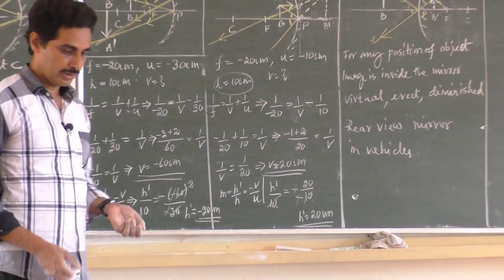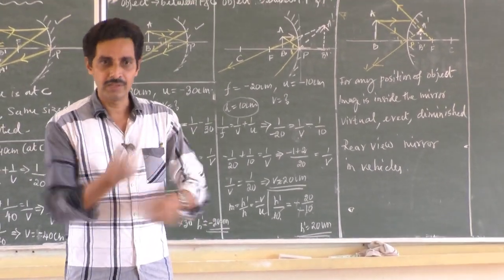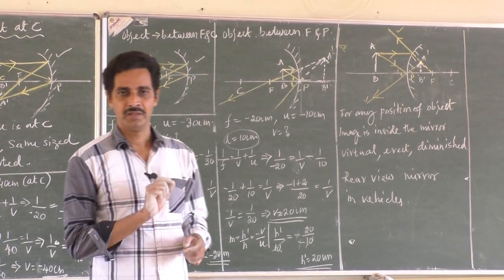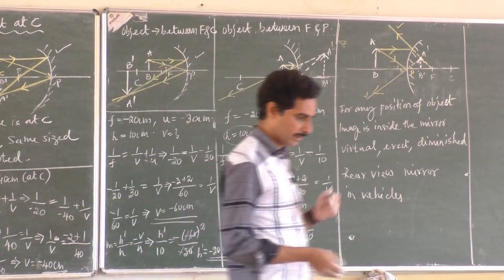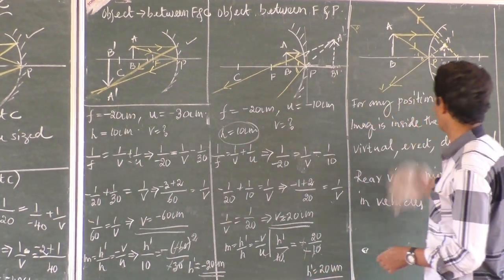So if you are perfect in all the sign conventions applying it, even if you go wrong, you will come to know that this has gone wrong. So this becomes very easy if you work out problems, how to apply the sign conventions. Now let us go to the last case, this one.